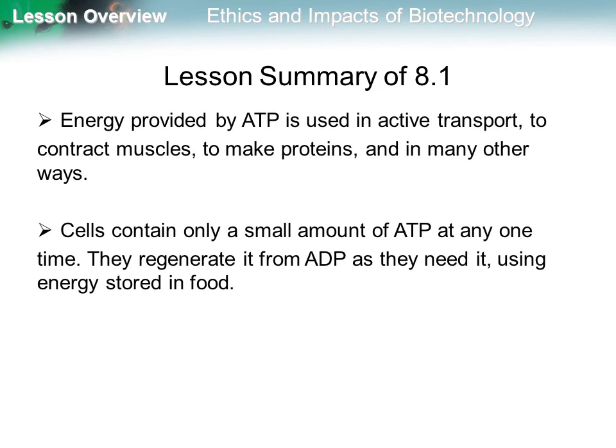Energy provided by ATP is used in active transport, to contract muscles, to make proteins, and in many other ways. Cells contain only a small amount of ATP at any one time. They regenerate it from ADP as they need it, using energy stored in food.